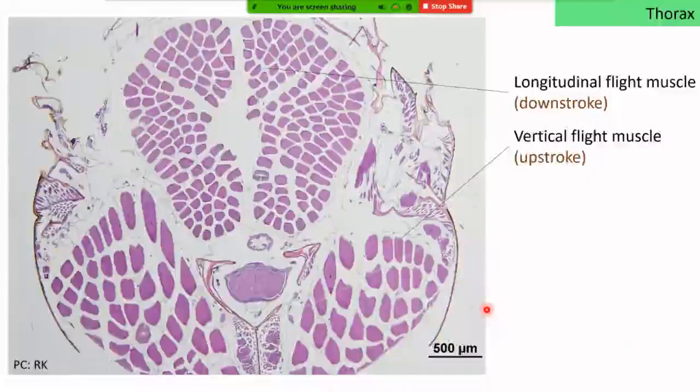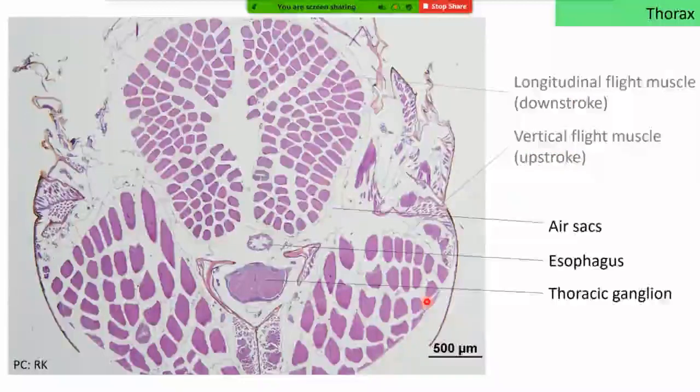Now, the thorax in honeybees is basically a box full of muscle. So the muscles that are found in the honeybee thorax are longitudinal flight muscles, which are responsible for the downstroke, and then the vertical flight muscles, which are responsible for the upstroke.